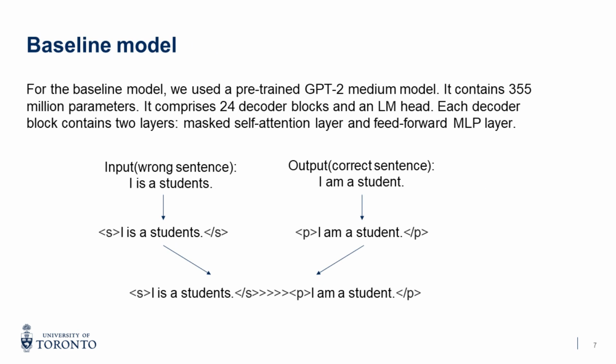For the baseline model, we use the pre-trained GPT-2 medium model. It contains 355 million parameters. It comprises 24 decoder blocks and an LM head. Each decoder contains 2 layers, a masked self-attention layer and the feed-forward MLP layer. To create acceptable training data for the GPT-2, we combine our wrong sentence enclosed in S and /S and our correct sentence enclosed in P and /P with 4 greater-than signs in between.